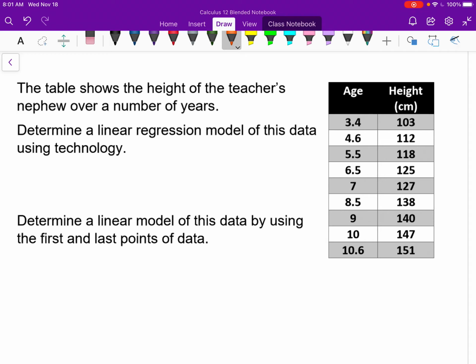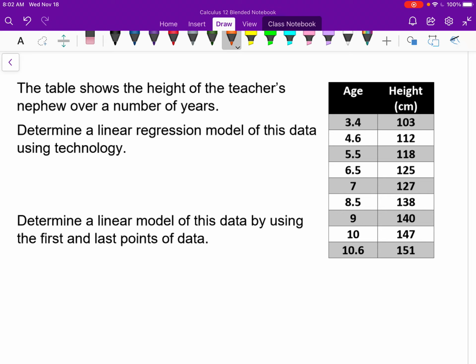So what I have here is some of the data. Okay, this is all we need. So, various ages of this boy and his height at those times. So I want to create two models of this. One as a regression model, a linear regression model, and one linear model just by looking at the first and last points of data. First, let's look at the regression model.